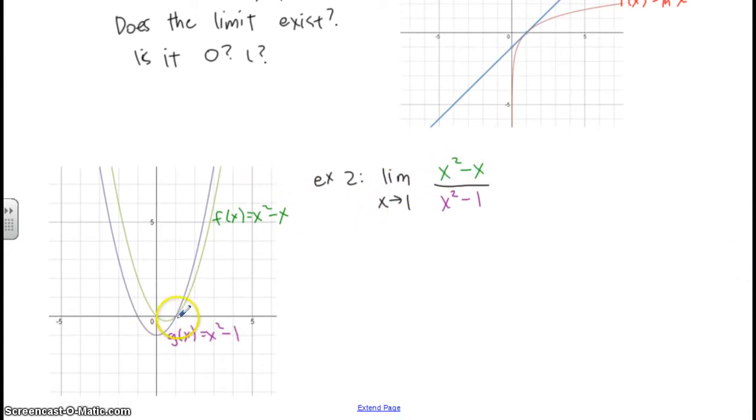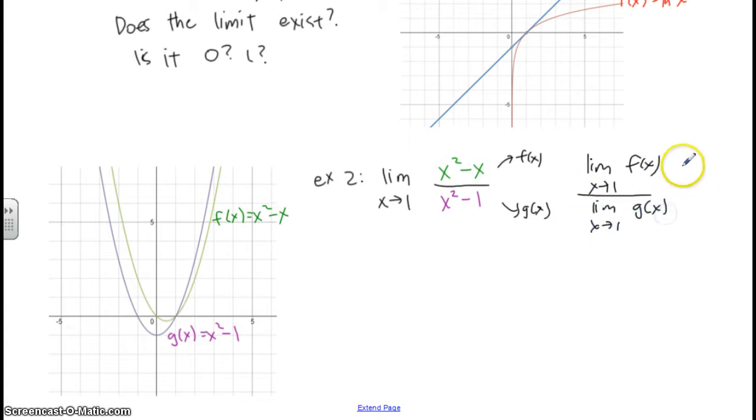Here's another one. As x approaches 1, the output of the green function becomes closer and closer to 0. So if I call this f of x, and I call this g of x, the limit as x approaches 1 of f of x, and the limit as x approaches 1 of g of x is also what we consider indeterminate. Because I get 1 minus 1 on top, which is 0, and 1 minus 1 on bottom, which is 0. Now how does that division actually compare? Does it equal 0? Does it equal 1? Does it not exist?